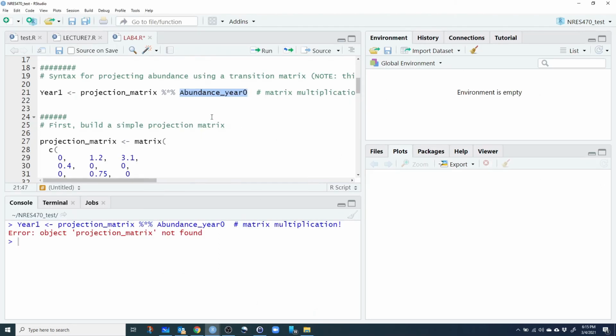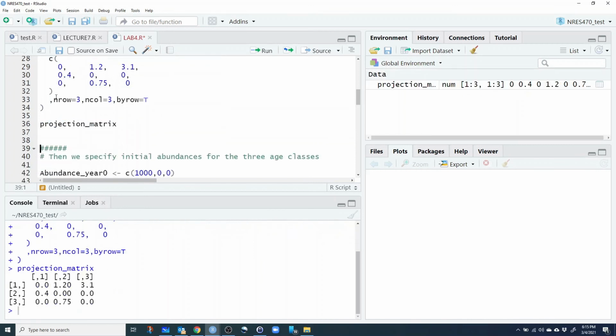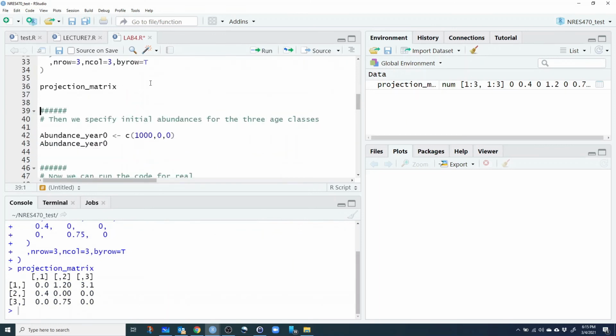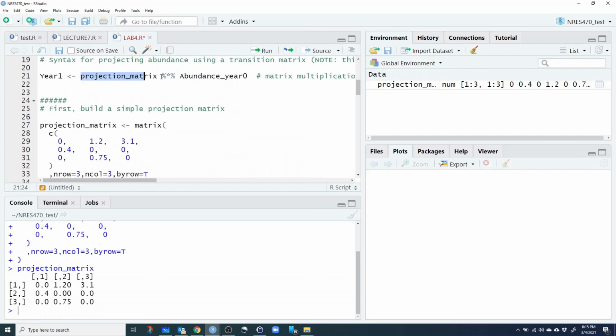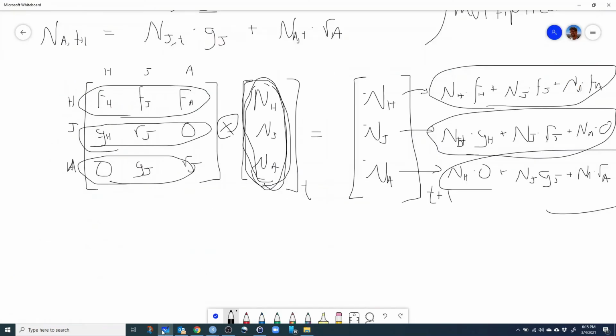So let's build a projection matrix. We can define, using this assignment operator, a matrix with these numbers in it, and we define that it has 3 rows and 3 columns, so it has 3 stages. This is a 3-stage projection matrix, all right? So that's step 1. Now we've specified this first element, but we haven't specified the initial abundances. So let's do that.